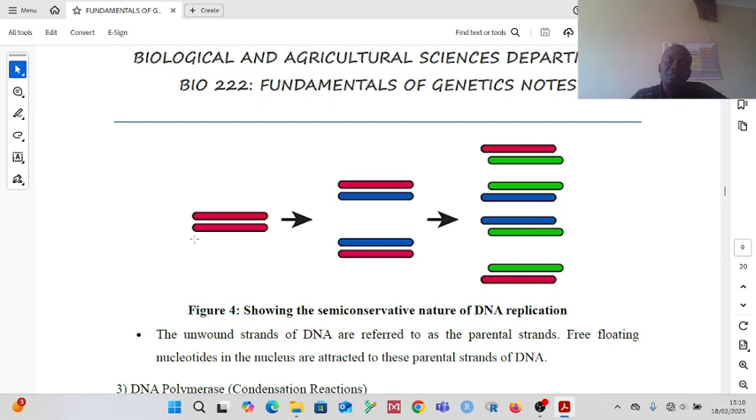you begin with 1 double strand with a common color. But after DNA helicase unwinds, we create 2 new strands, now with blue. So at this particular level, you have 2 old, then 2 new. So you have 4 strands. 2 of them are conserved, 2 of them are new. So it is the semi-conservative nature of the DNA replication process.